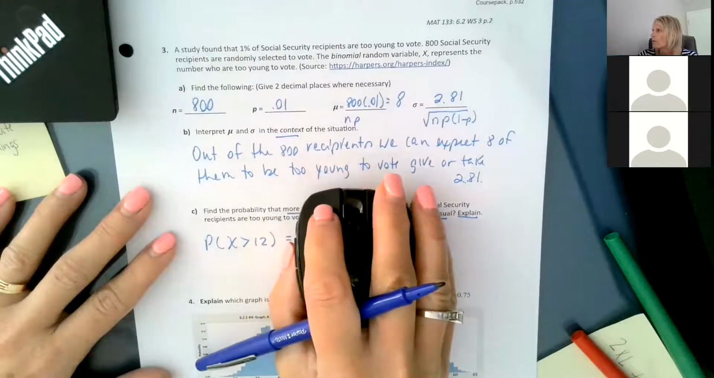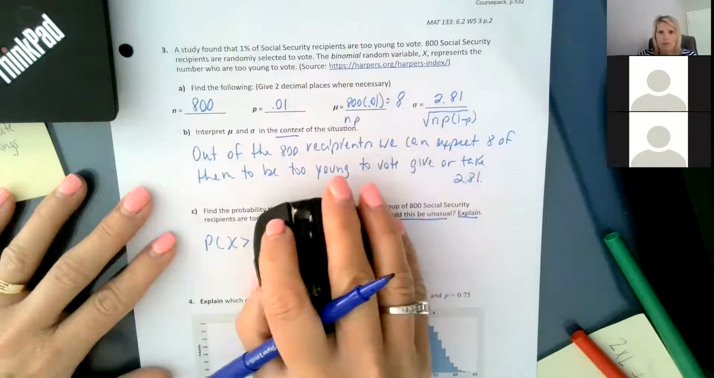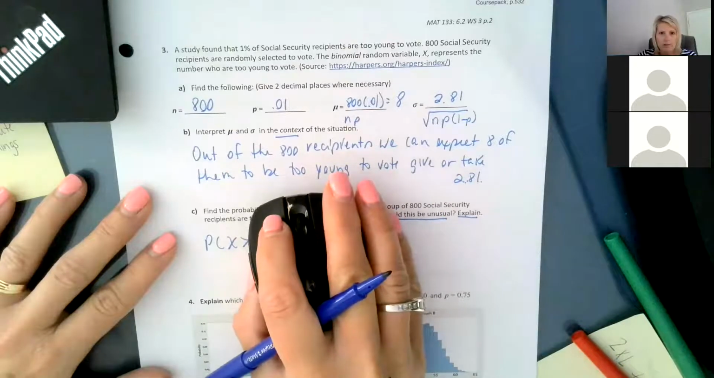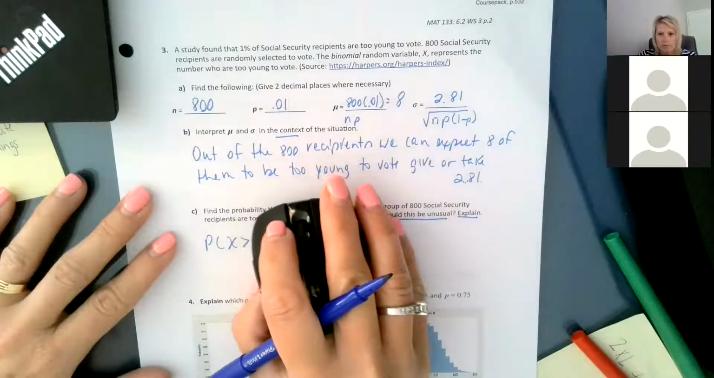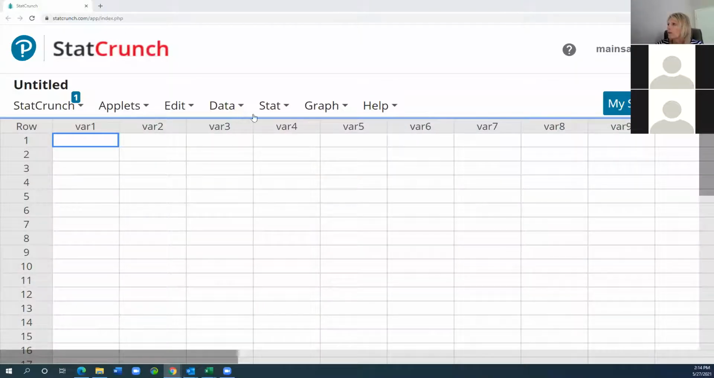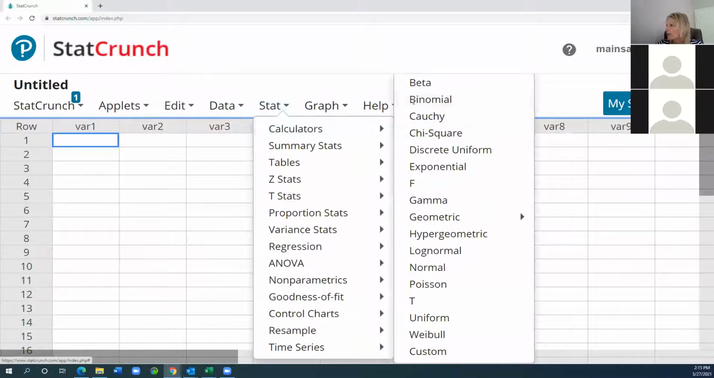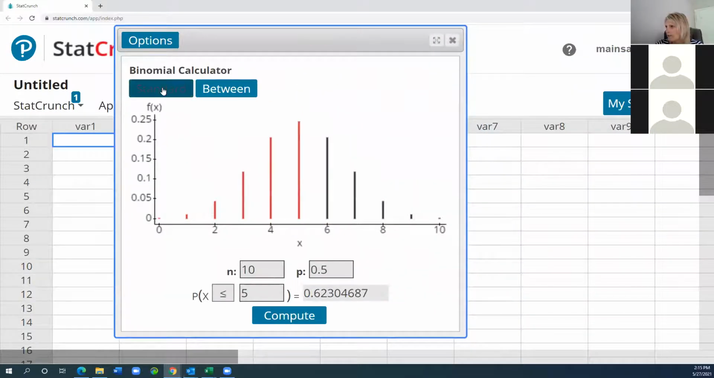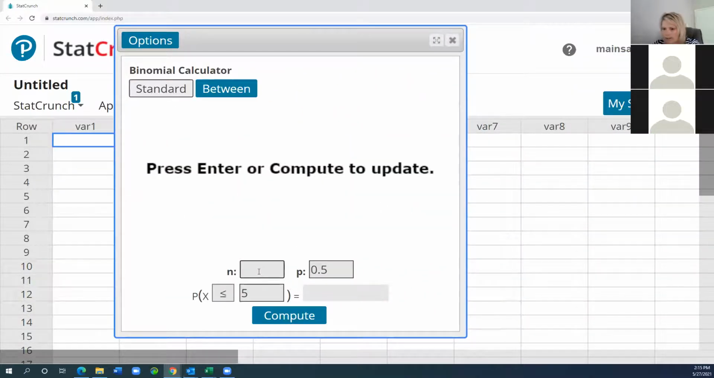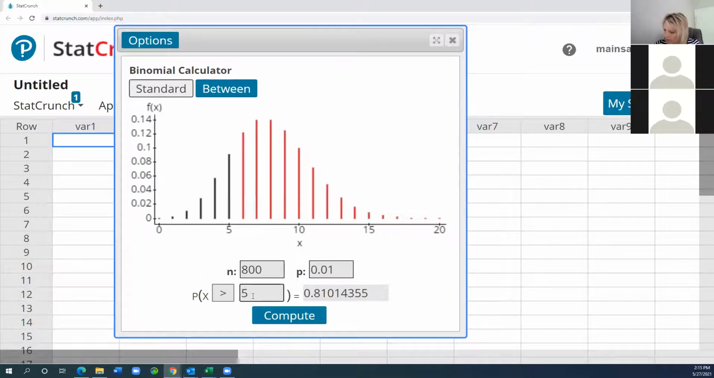So I'm going to take this back over to StatCrunch. So we're going to Stat, Calculators, and Binomial. And this is a standard. And N is 800, right? And P is 0.01. And this is a greater than 12. And we're going to hit compute. And it's 0.0628.